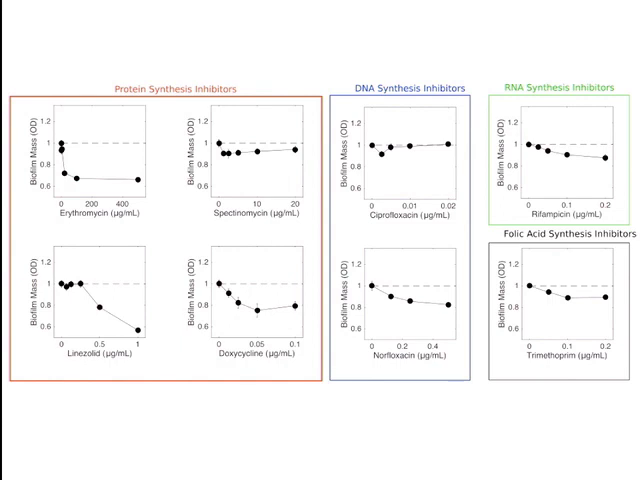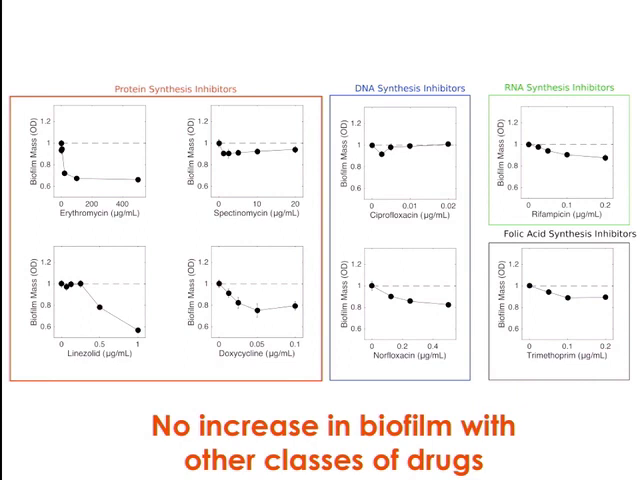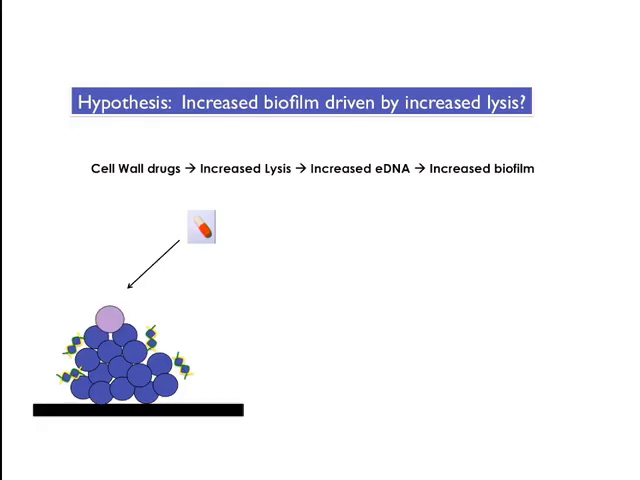So we said, okay, that's interesting, right? We see some type of order, which is always nice when you're doing an experiment, right? And so we had a hypothesis. We said, maybe what's happening is these cell wall drugs, which are known to increase lysis even at low concentrations, maybe what they're doing is they're causing an increase in lysis and in turn an increase in this extracellular DNA, and that's leading to, in some way, a more stable biofilm formation process.